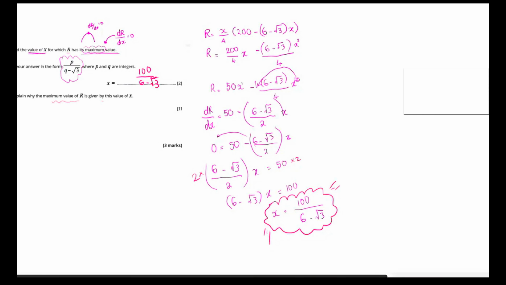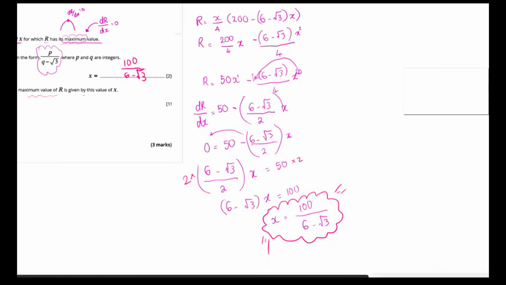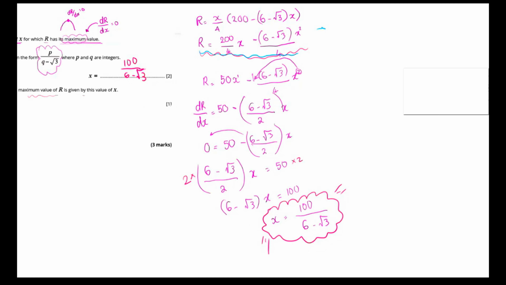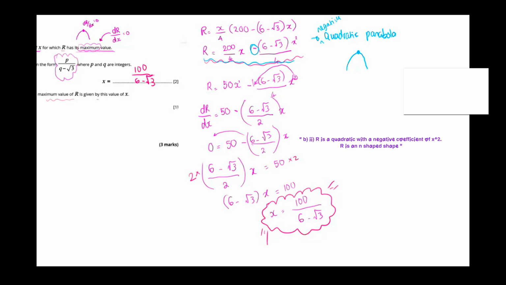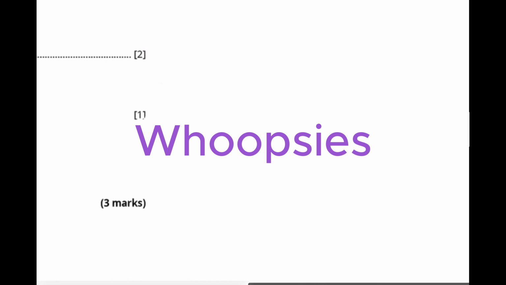Now, the final part is explaining why the maximum value of R is given by this value. Why? If I was going to sketch R, what kind of shape would this give me? What kind of equation is this? First of all, you have to say that this is a quadratic parabola. And then how do you know that it's going to have a maximum? The x squared coefficient is negative. Therefore, you will have a maximum point. If it was a positive x squared or a positive quadratic, what kind of point would you have? Okay, makes sense? Perfect.